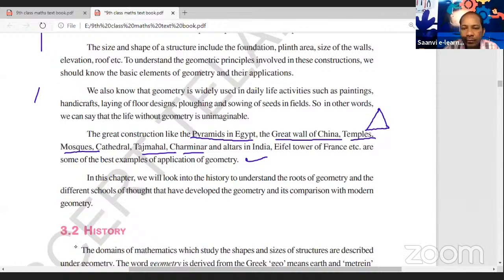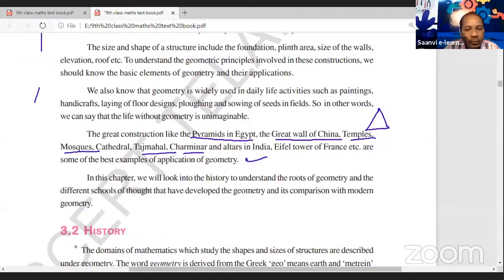If you want to draw a shape, suppose in your house a garden is there. If I ask which shape the garden is, you will immediately say rectangle. So to decide a place, a garden, your field or anything, we need geometry knowledge. Without geometry knowledge, we cannot decide anything. So without geometry, our life is unimaginable, he is saying that.